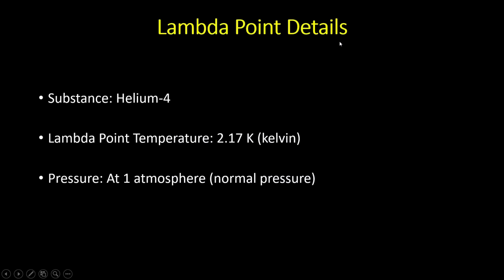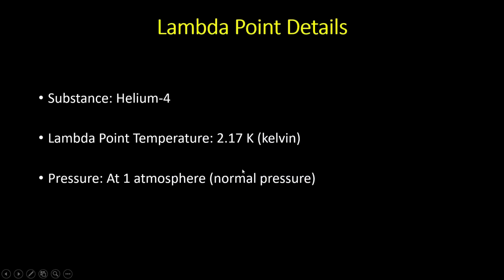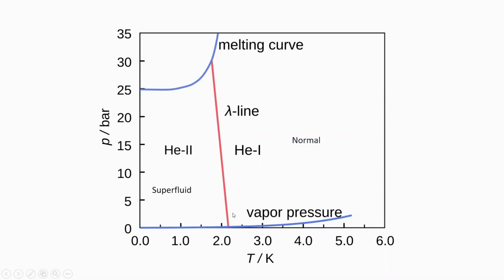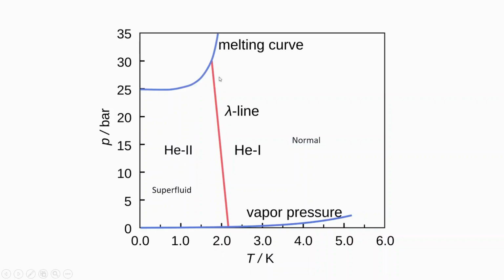Okay, so now again, what is the lambda point? It is observed in helium 4. We have already discussed the lambda point, which is 2.17 Kelvin in this particular picture. And we observe this lambda point at normal pressure, which is 1 atmospheric pressure.